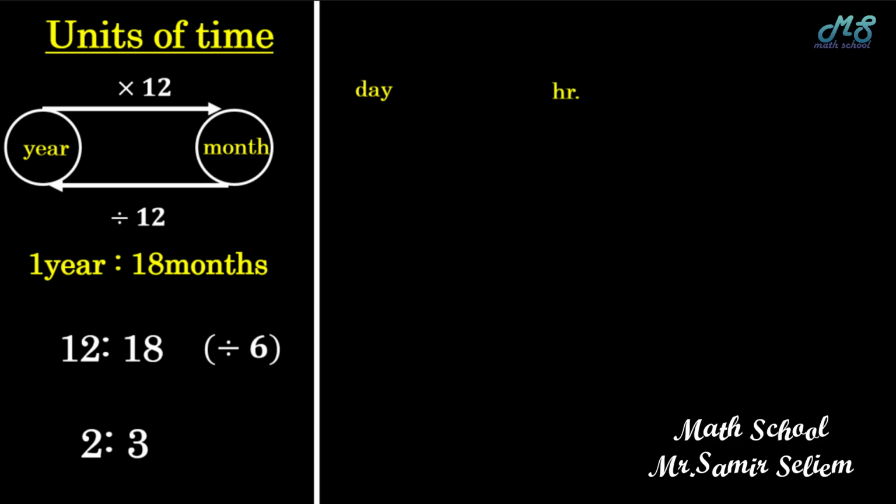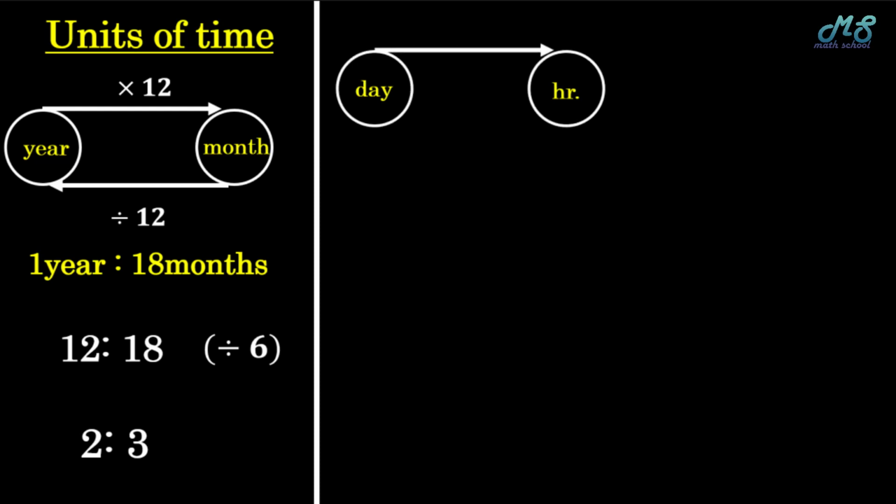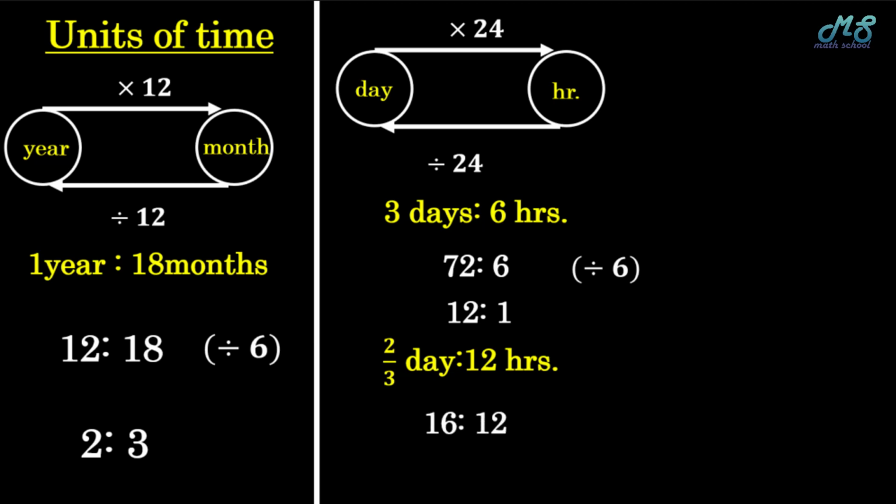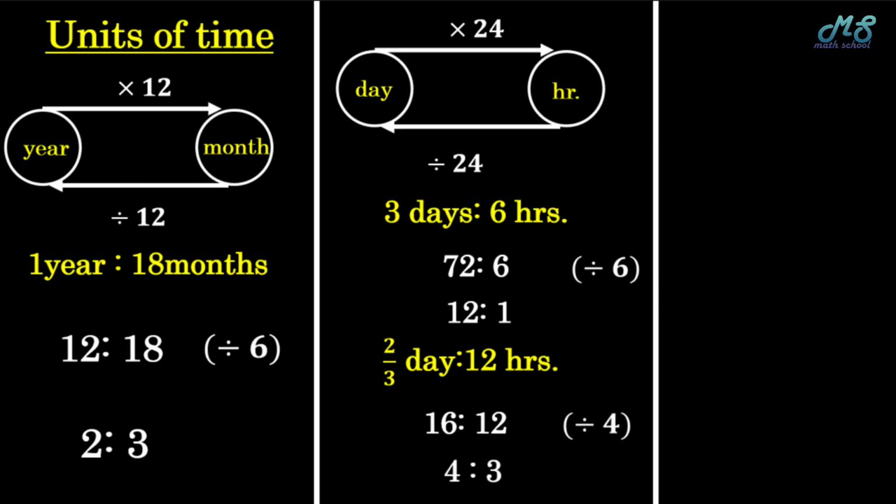Next, day and hour. 1 day equals 24 hours. So multiply by 24 and divide by 24. For example, 3 days to 6 hours equals 72 to 6 to be the same unit, because 3 days equals 72 hours. Dividing both sides by 6, it will be 12 to 1 in the simplest form. But 2 over 3 day to 12 hours equals 16 hours to 12 hours. Now divided by 4, it will be 4 to 3 in the simplest form.